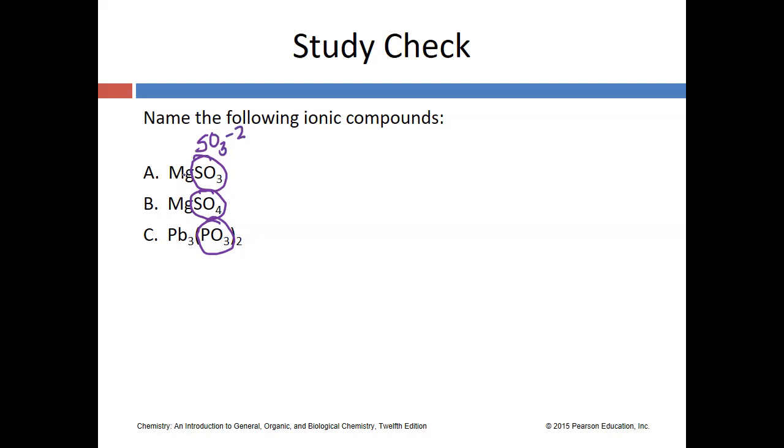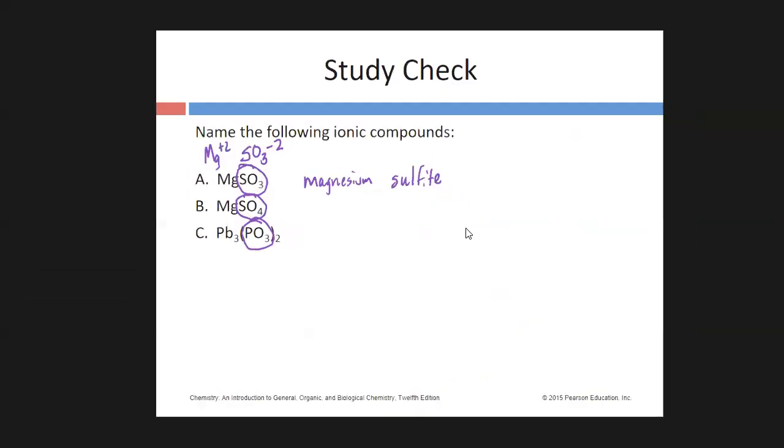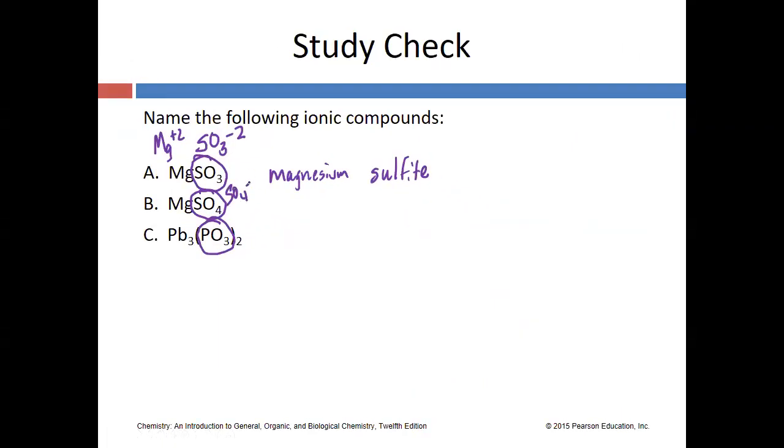Mg is magnesium. Magnesium is in group 2A. It only has the +2 charge on it. So now we just put those together. Magnesium sulfite. If we go back to the chart, SO4 is sulfate. It also has a -2 charge. So this would be magnesium sulfate.